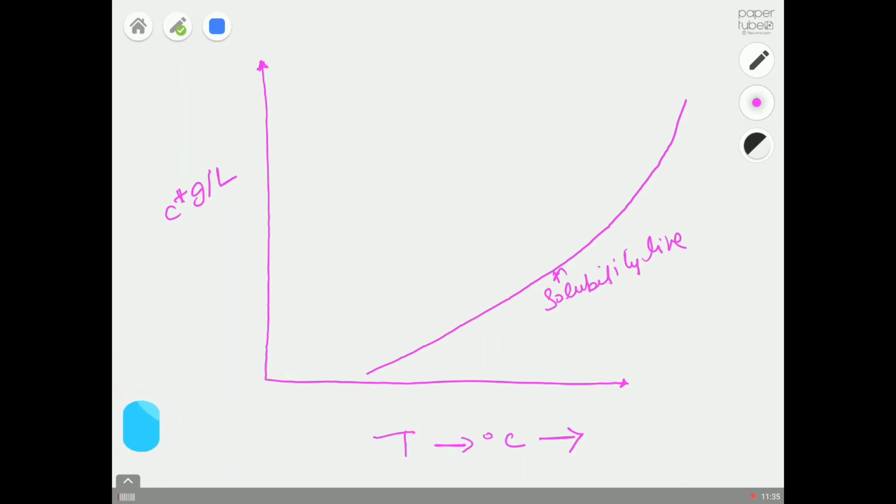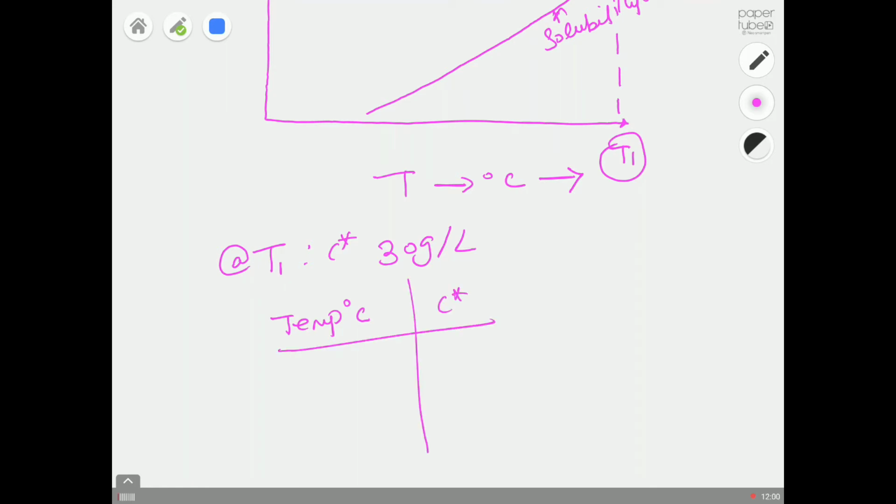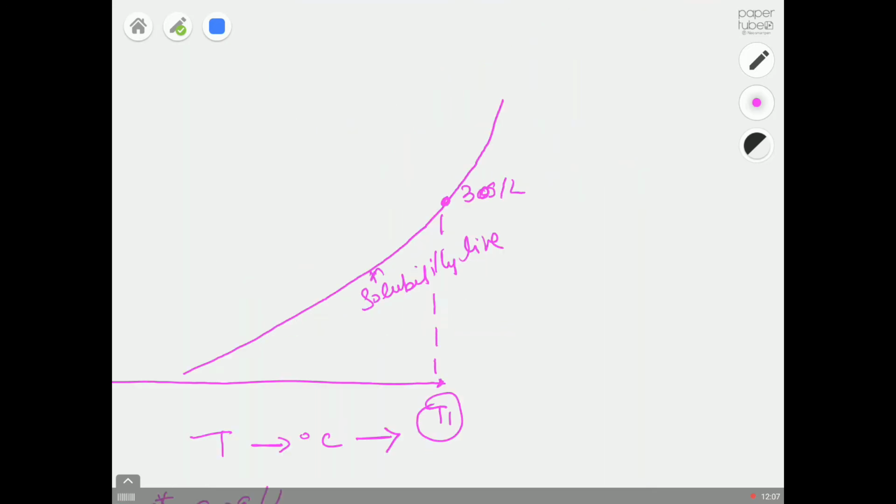Say this time, this is 30 grams per liter. Just assume, draw a line, say T1. What it means is that at T1 your solubility concentration is 30 grams per liter. If you make a table of temperature in degrees centigrade versus solubility concentration, at T1 your solubility concentration will be 30 grams per liter, and then as usual you have to heat the temperature.